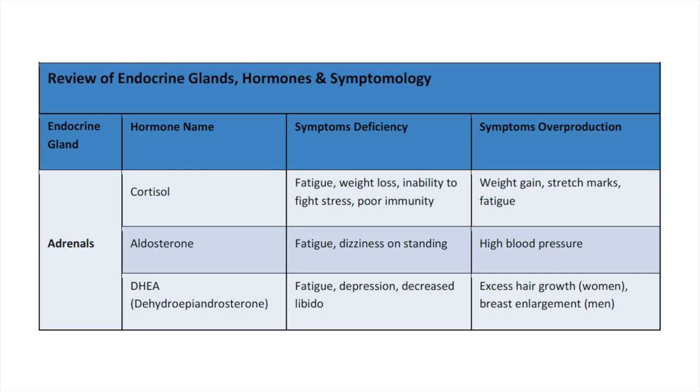Too much cortisol, you've got weight gain. Not enough cortisol, you've got weight loss. Too much cortisol, you've got stretch marks, fatigue. Not enough cortisol, you've got inability to fight stress. Aldosterone, released by the adrenal glands. Too much aldosterone, you've got high blood pressure. Not enough, you've got dizziness, you've got hypotension.